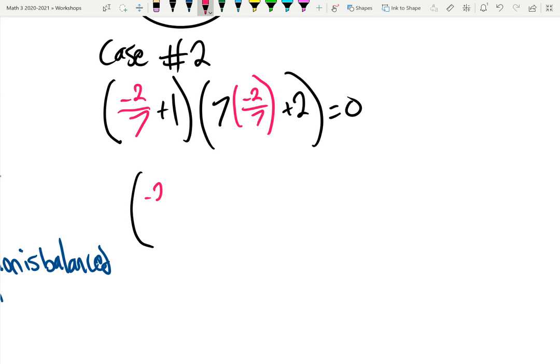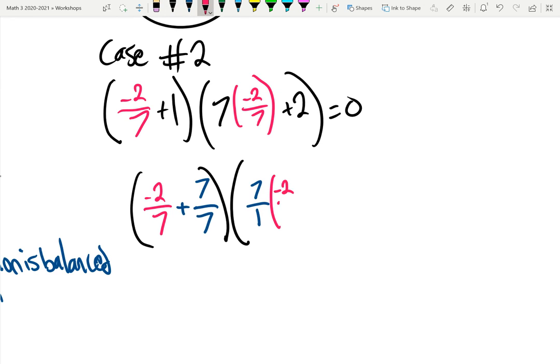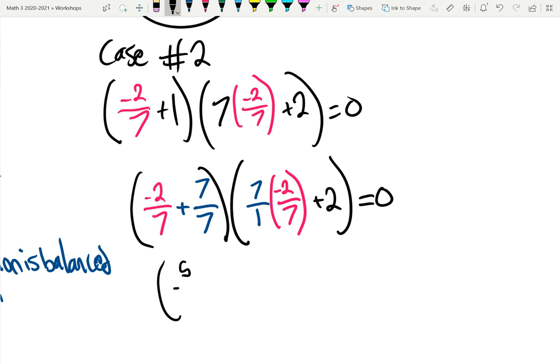So -2/7 is going to equal, well, a whole is 7/7. Over here, I'm going to represent 7 as 7/1 times -2/7 plus 2. And I know I haven't really done anything, but again, half of math is rewriting it so that it's easier for you to process. On the left, I add the numerators, and I get 5/7. To process this, 7 times -2 is -14. Divided by 7 is -2.